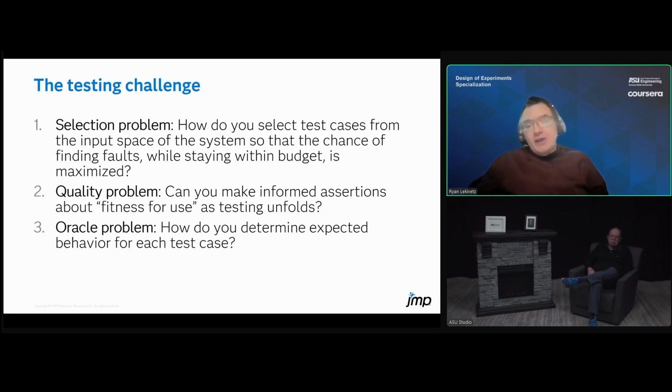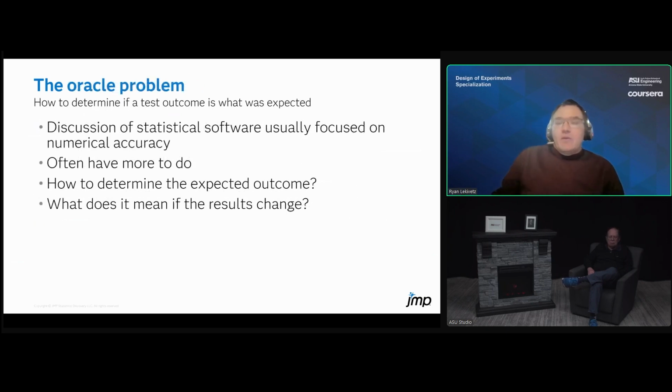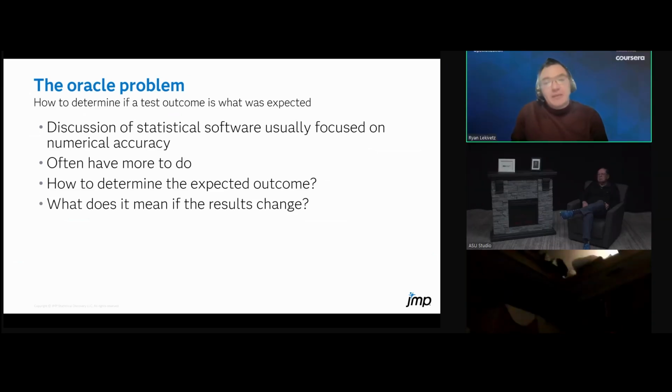Now I'll say a particularly difficult problem for statistical software is the so-called Oracle problem. And that's, how do you actually determine expected behavior for each test case? Right? And so I'll just take a little bit of an aside here. I would say the Oracle problem is one of the most fascinating things about the testing problem. When we're talking about testing, it really just says, well, how do I determine if a test outcome is what was expected?